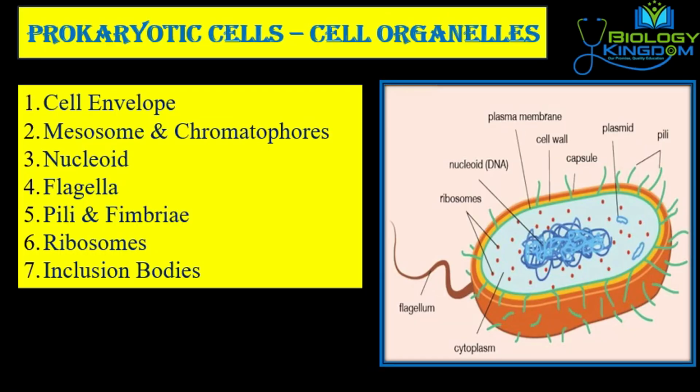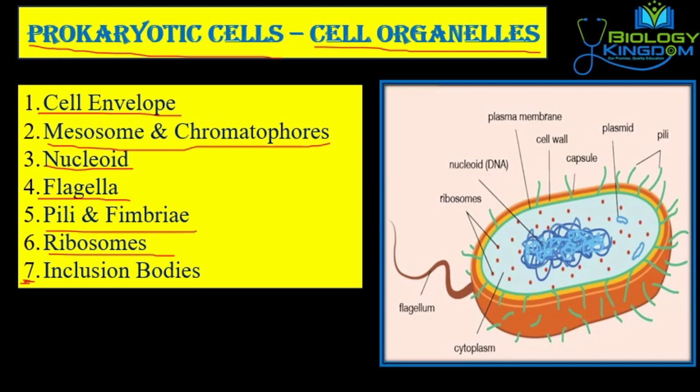Moving on to the next part, we will now discuss the different kinds of cell organelles present in prokaryotic cells. Here we basically have seven: cell envelope, mesosome and chromatophores, nucleoid, flagella, pili and fimbriae, ribosomes, and inclusion bodies. Now if we observe, this is the structure of the prokaryotic cell.